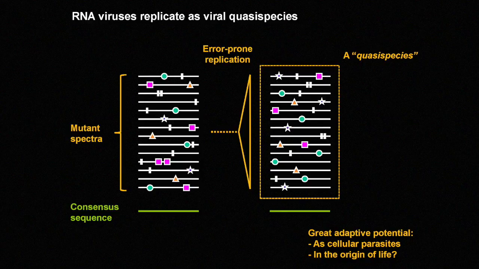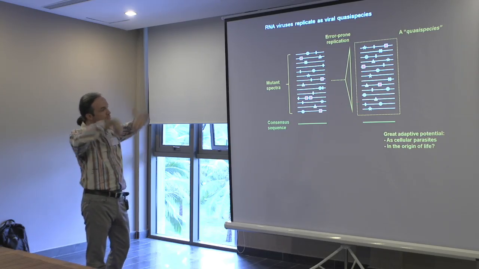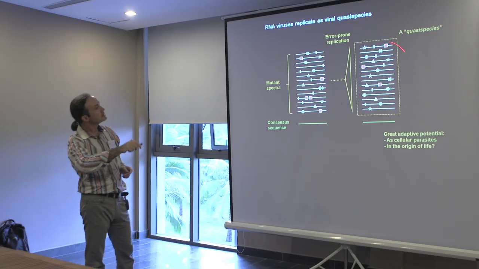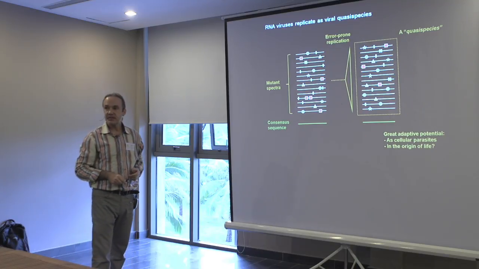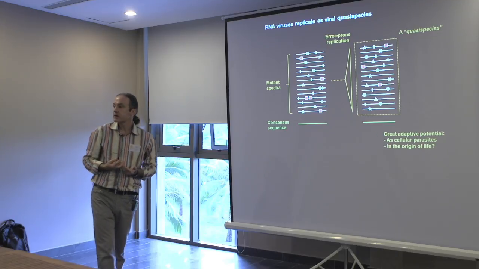Different lines. These symbols here represent mutations. And when a viral population replicates, it accommodates more mutations and forms this structure called quasi-species. And this is stable in nature. This is how RNA viruses work.